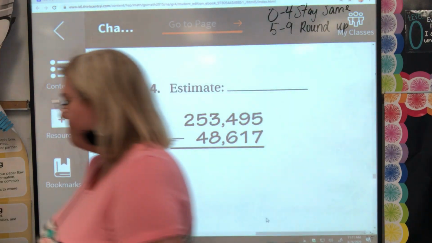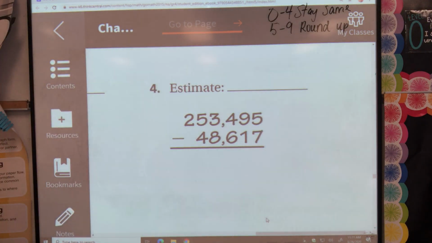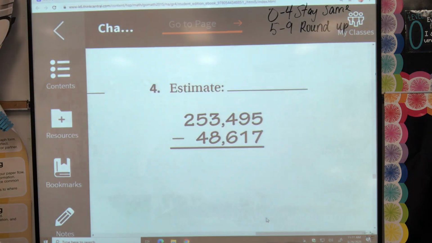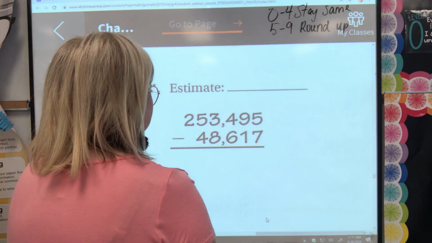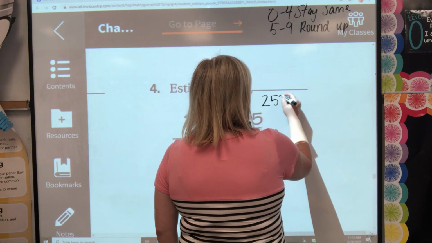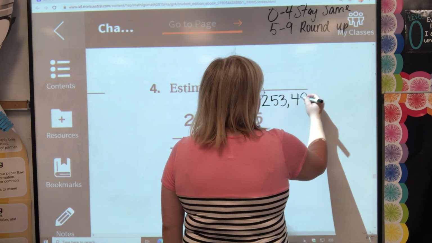We have to make an estimate, and we have to find the actual answer to the subtraction problem. Let's start with the estimate. First thing we're going to do is rewrite the numbers off to the side. 253,495.